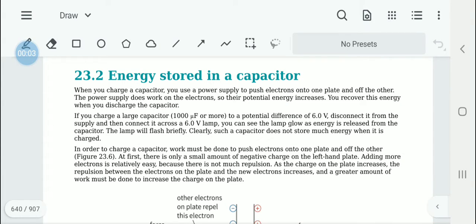Physics chapter 23, theory video 2. We are going to discuss energy stored in a capacitor.